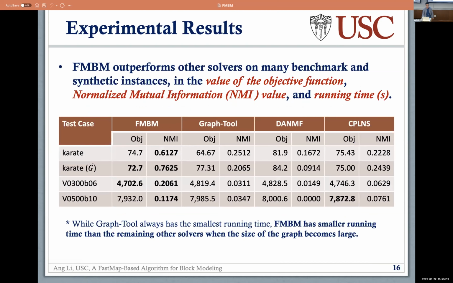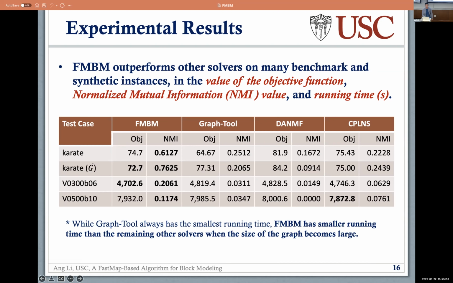Now let me show you some experimental results. In our experiments, we use some benchmark test cases and synthetic test cases, and we use three evaluation metrics: the value of the objective function, the normalized mutual information, which is with respect to the ground truth. So this NMI value is a measure of how similar our solution is to the ground truth. It's between 0 and 1. A higher value indicates a better solution, and the running time in seconds.